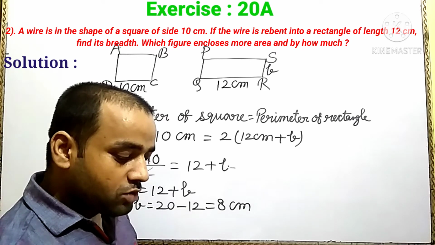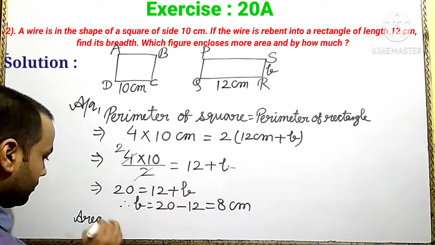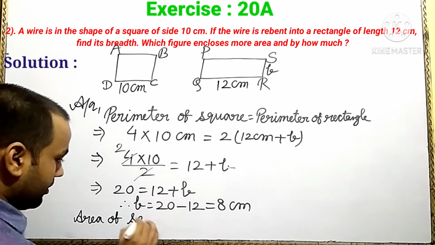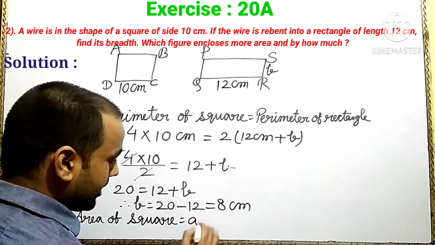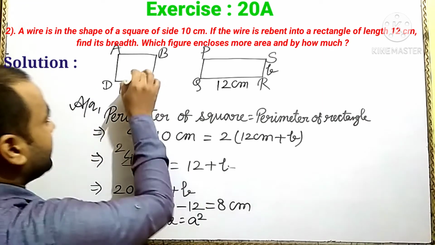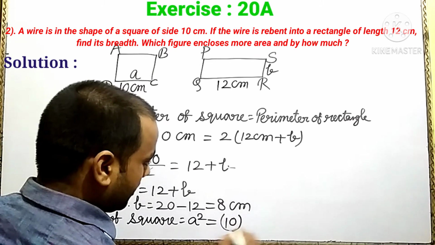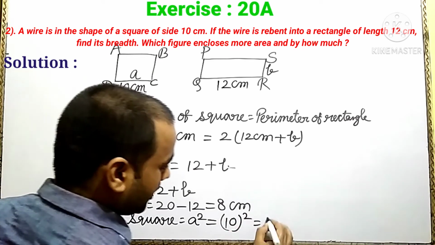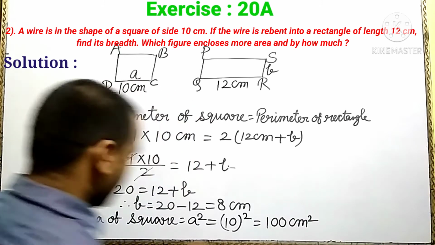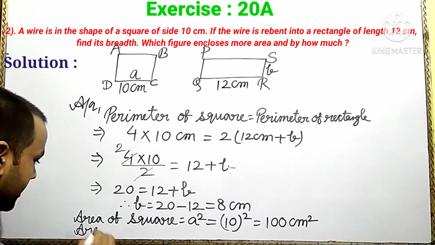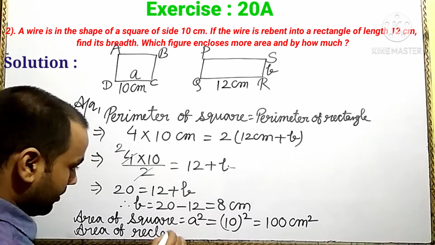Which figure encloses more area? Here find the area of a square. So we know that area of a square means side squared, let side here be A. So A is equal to the given 10, and area is a square of 10, which is 100 square centimeter. Is it clear? Next find the area of rectangle.